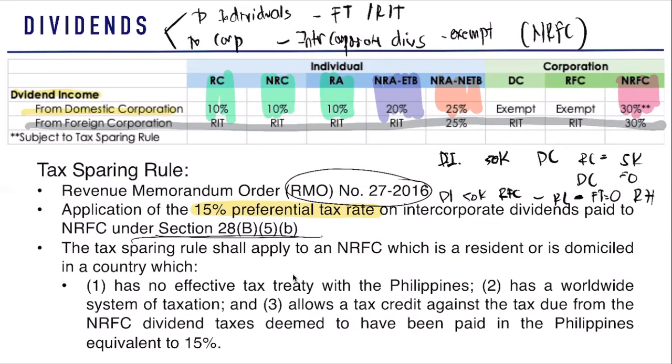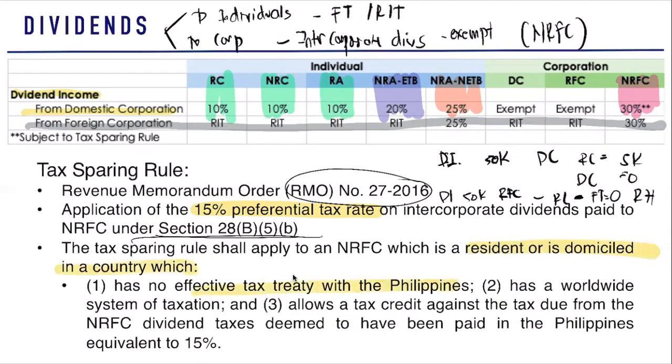So when do we apply it? Pag sinabi ng problem na may tax sparing rule, tax sparing rule. Pag walang sinabi ng problem na may tax sparing rule, edi use the general rule. So the tax sparing rule applies to your NRFC, which is a resident or is domiciled in a country which there is no treaty with the Philippines.